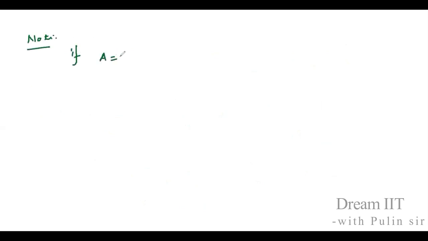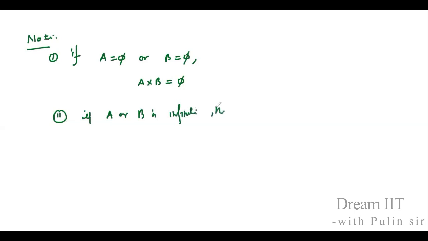If A is phi or B is phi, then we consider the Cartesian product to be phi, right? We consider this. This is one of the important points. And if A or B is infinite, then we consider this also in this case as infinite, and we will not be able to find it properly. That is one of the very important notes you have to remember, right? And in the third note, always remember these things.